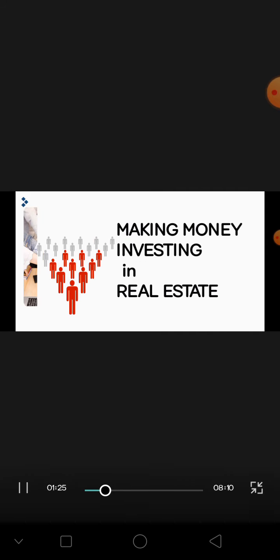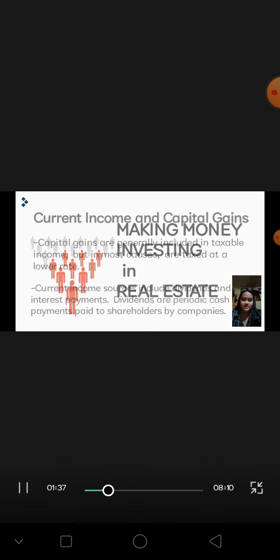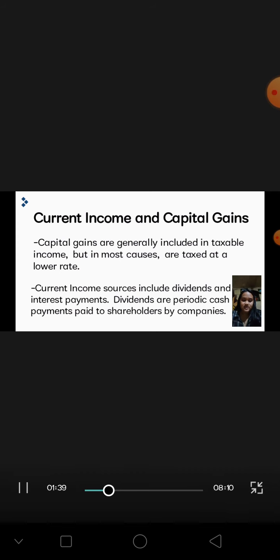Making money in real estate: income and capital gains. Capital gains are generally included in taxable income, but in most cases are taxed at a lower rate.